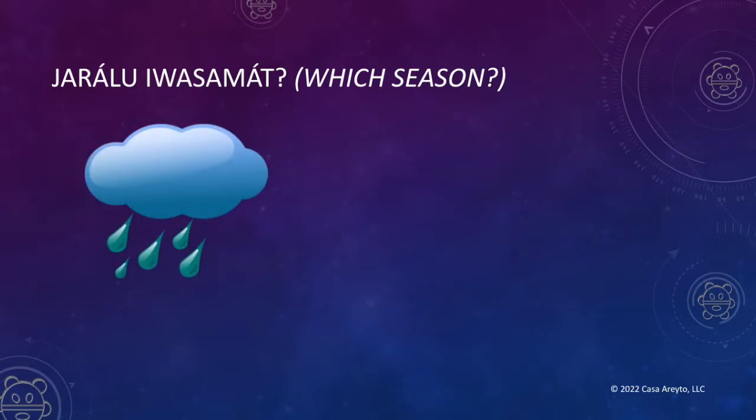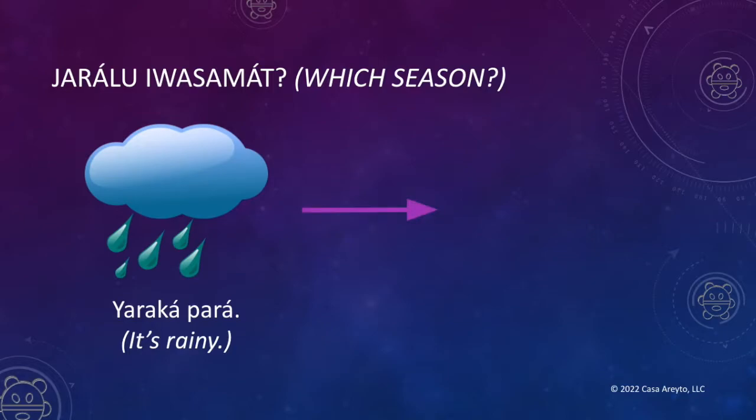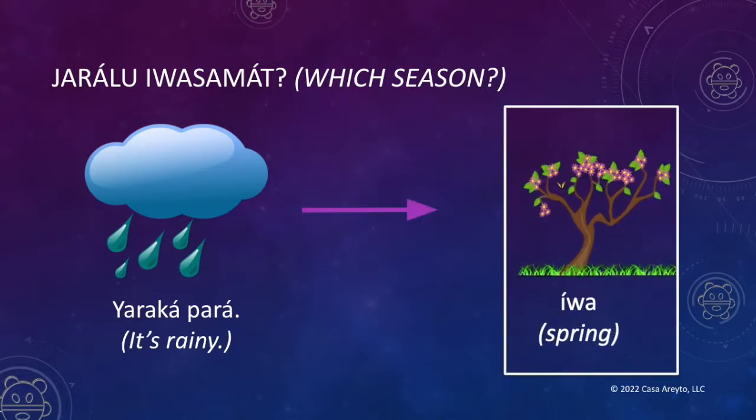Yaraka para. It's rainy. Do you remember during which season it's rainy? That's right. Iwa, spring. If it doesn't rain in spring, then we can't have beautiful plants. Why don't we do the next one?